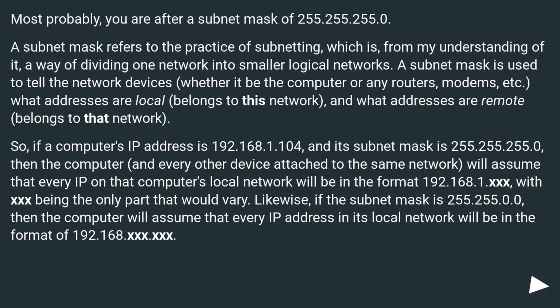So, if a computer's IP address is 192.168.1.104, and its subnet mask is 255.255.255.0, then the computer, and every other device attached to the same network, will assume that every IP on that computer's local network will be in the format 192.168.1.xxx, with the last part being the only part that would vary.